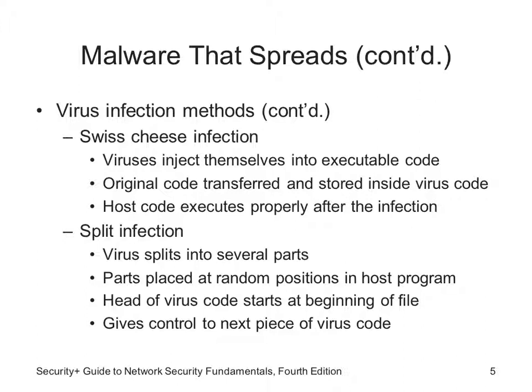Split infection. This is where the virus splits into several parts, and it doesn't happen all at once generally. It's, again, over time. The parts are placed at random positions in a host program, and the head of the virus code starts at the beginning of the file, giving control to the next piece of virus code.